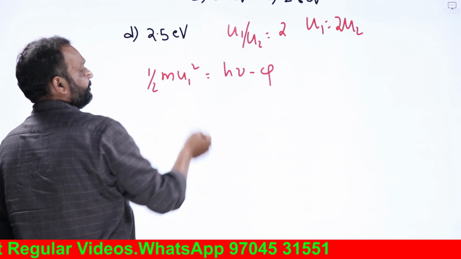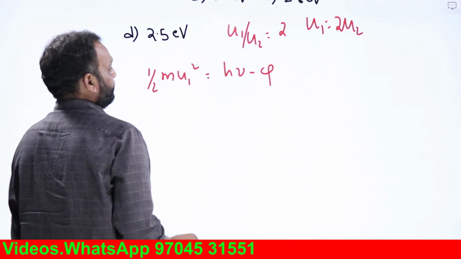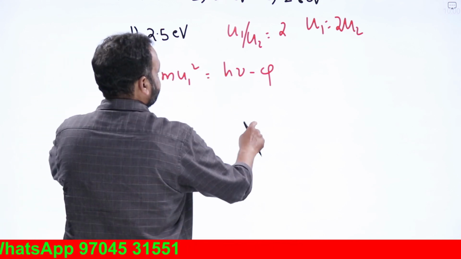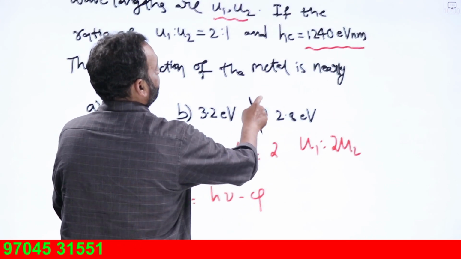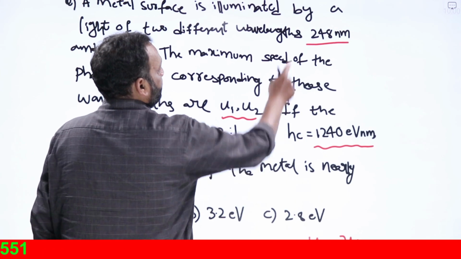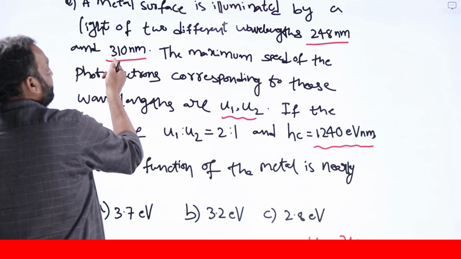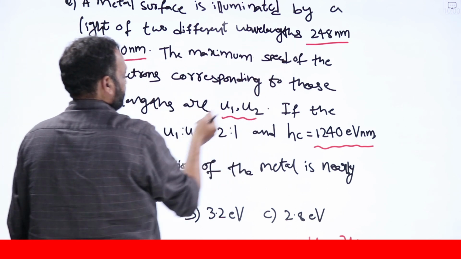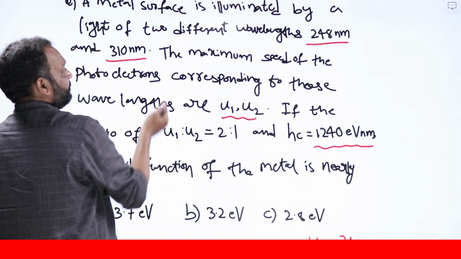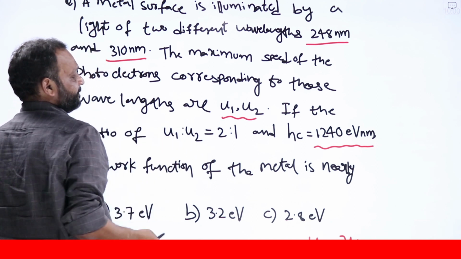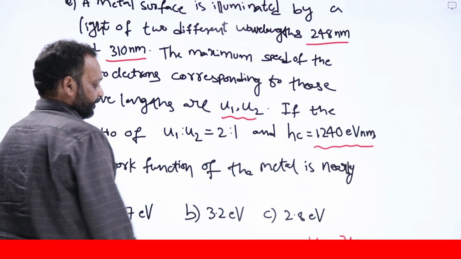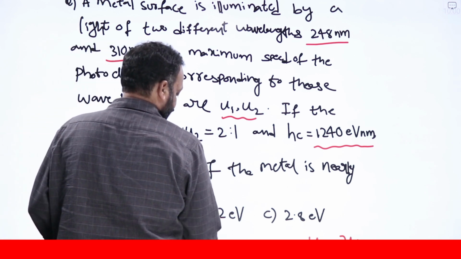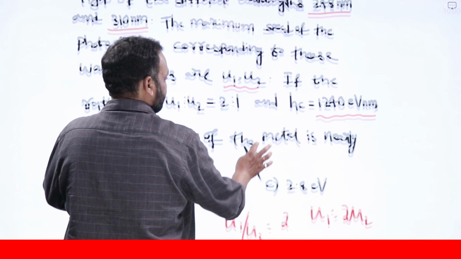He has not given any frequency, he has given us wavelengths. The first wavelength is 248 nanometers, the second one is 310 nanometers. For 248 nanometers the maximum velocity is U1, and for 310 nanometers the maximum velocity is U2. They are in the ratio 2:1. So with this information we'll proceed further like this.